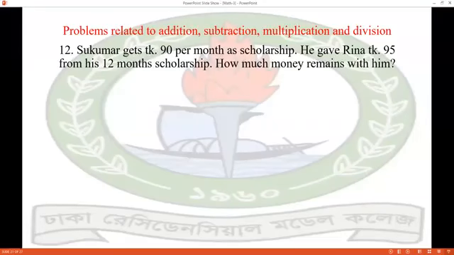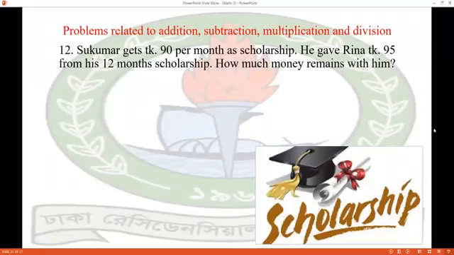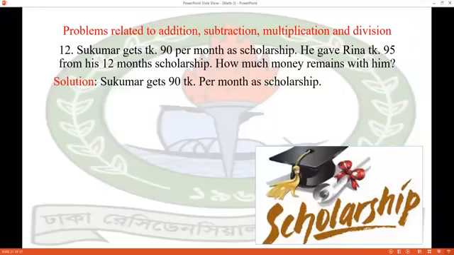Here it says Sukumar gets 90 taka per month, but he gave Rina 95 taka from his total 12-month scholarship, and how much money remains with him? So at first we have to find out how much money he gets in 12 months as a scholarship. Then you have to subtract 95 taka from this because he gave it to Rina. Then you find the result, how much money remains with him.